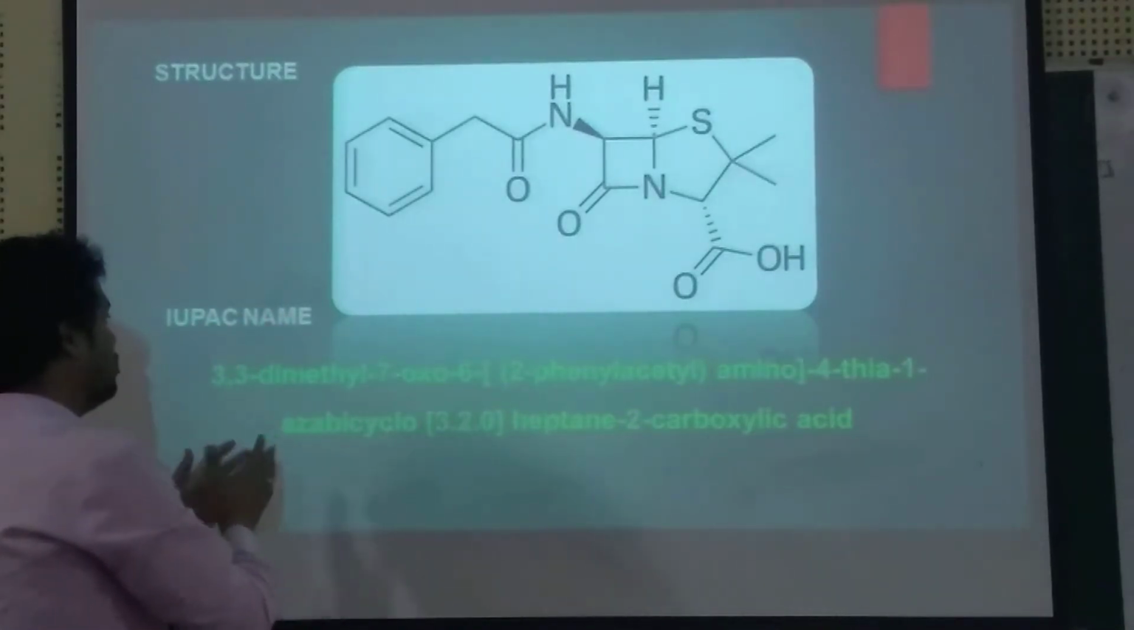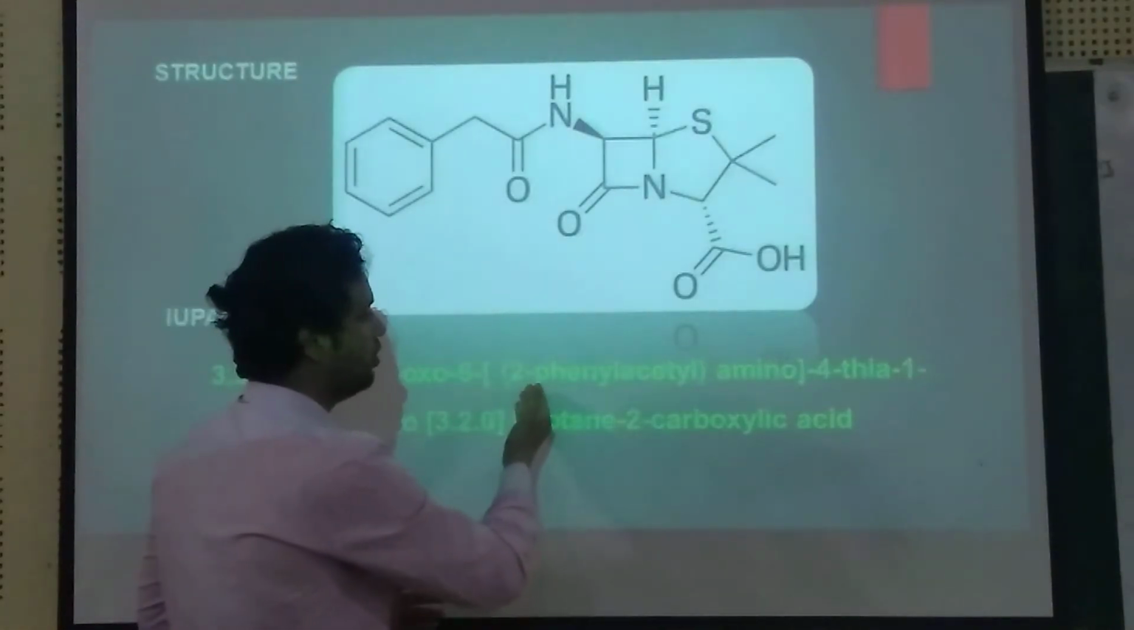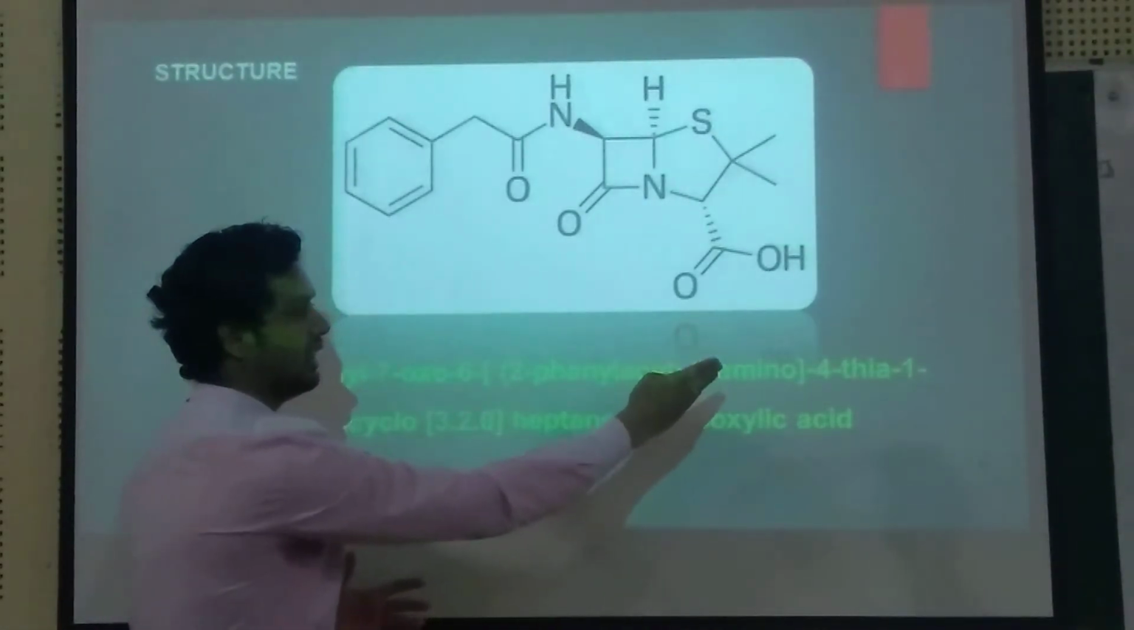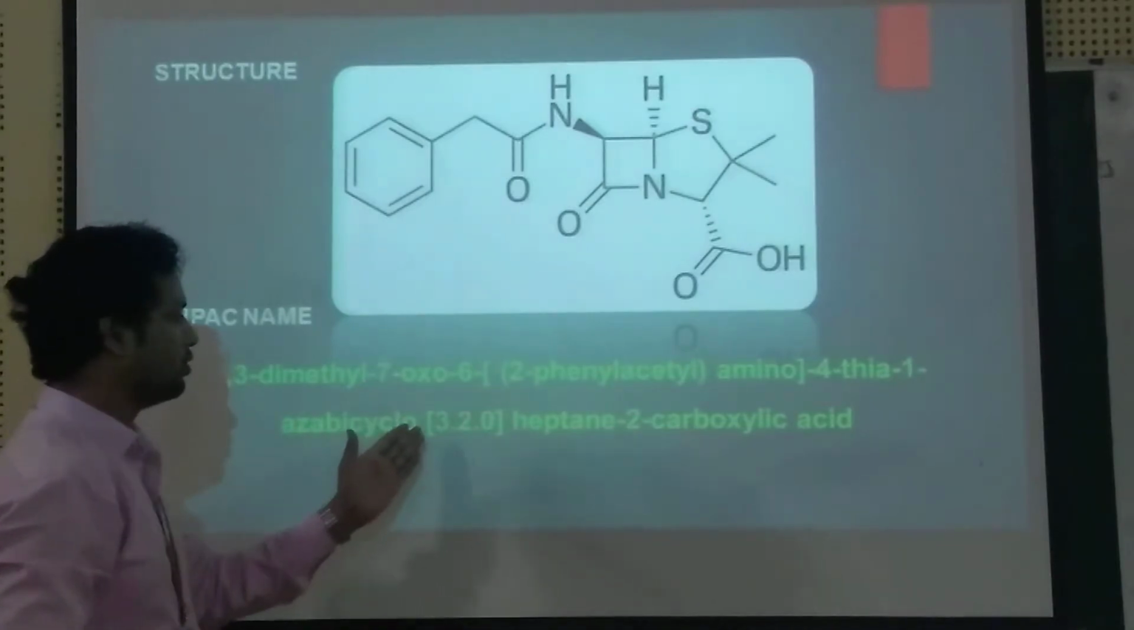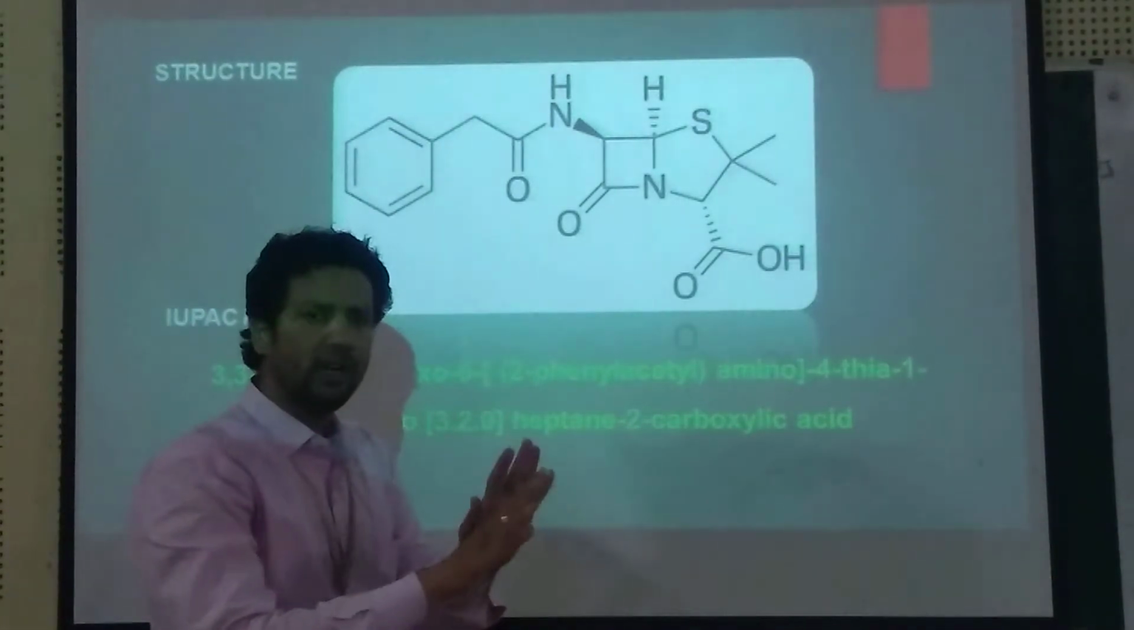Let's come to the IUPAC name. The IUPAC name is 3,3-dimethyl-7-oxo, on the 6th position 2-phenylacetylamino, on the 4th position thia, 1-aza, bicyclo[3.2.0]heptane-2-carboxylic acid. It seems too difficult, but it's very easy.